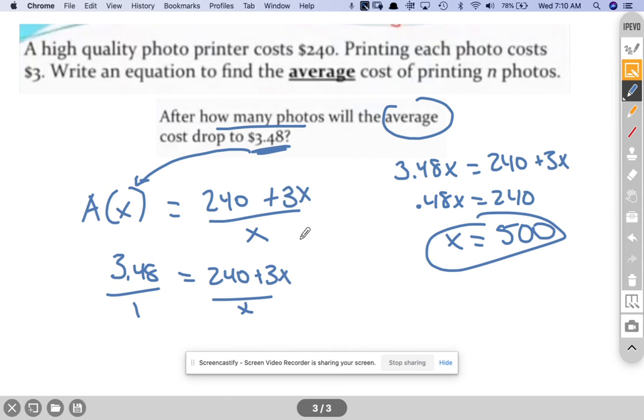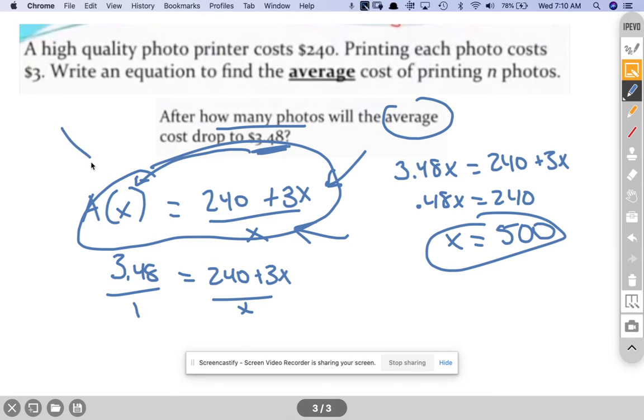Okay? So again, it's not too bad solving-wise in terms of these. It's just: can I set up the original equation, and can I figure out where to plug in? So you have a couple of choices: into the x's or into the average spot.